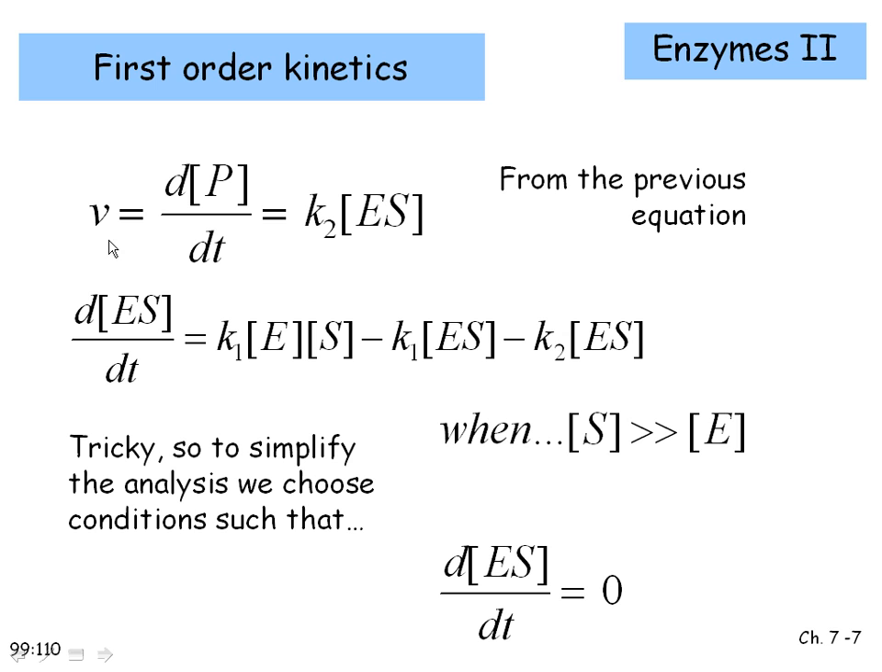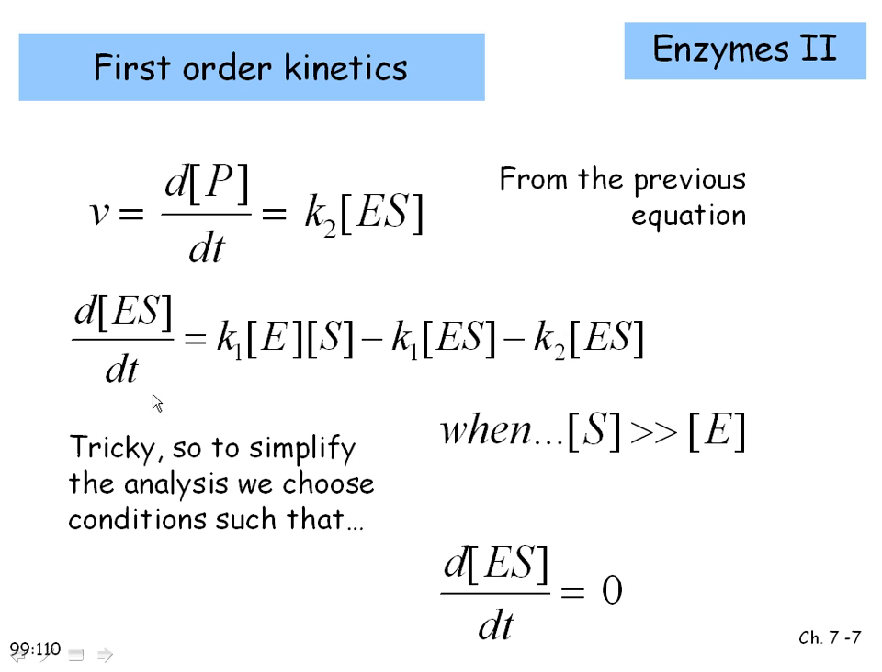So looking at the previous concentration, the velocity of the reaction, when we're talking about the appearance of the product with time, the rate at which the product will appear will be that rate K2, the rate constant for producing the product, times the concentration of the ES complex.